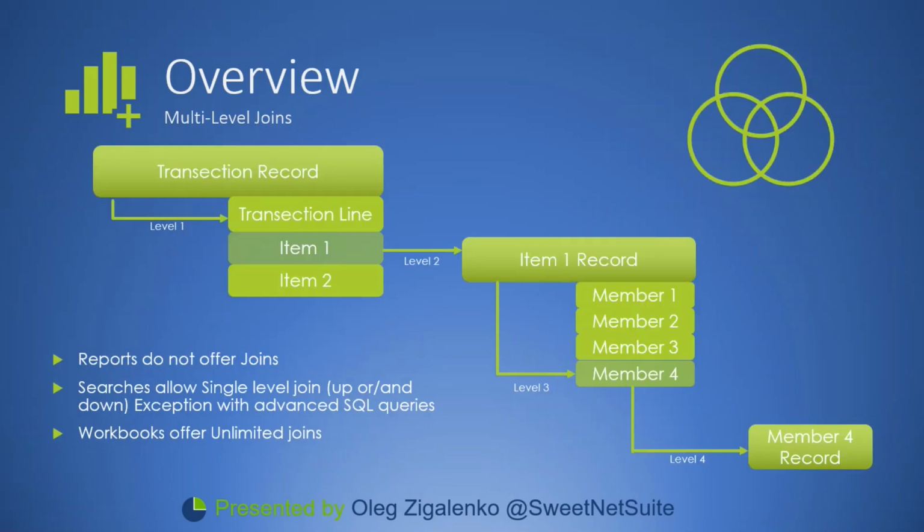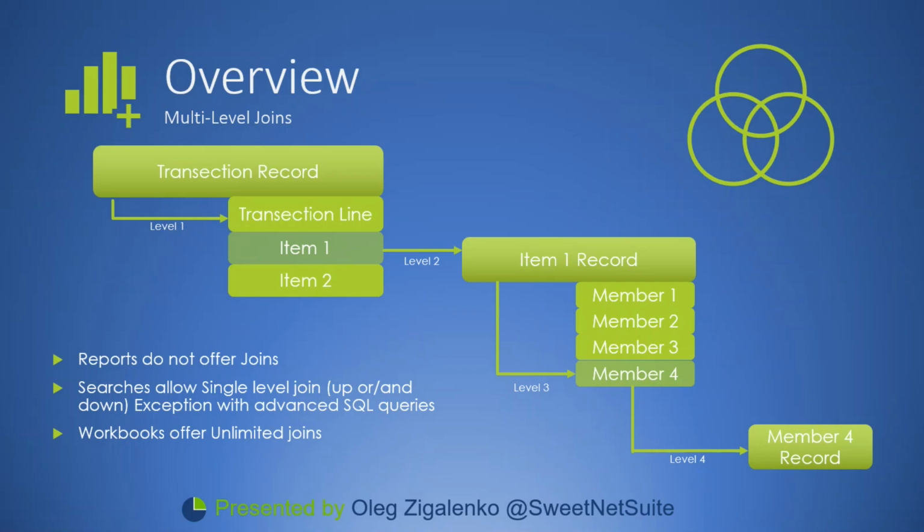Okay, now this is my favorite slide, and this is probably the biggest feature that Workbook offers with this tool, which is a multi-level join. This is one reason why my company got this tool. This is why we started, because searches and reports don't go deeper on the multi-level. So what do I mean by that?